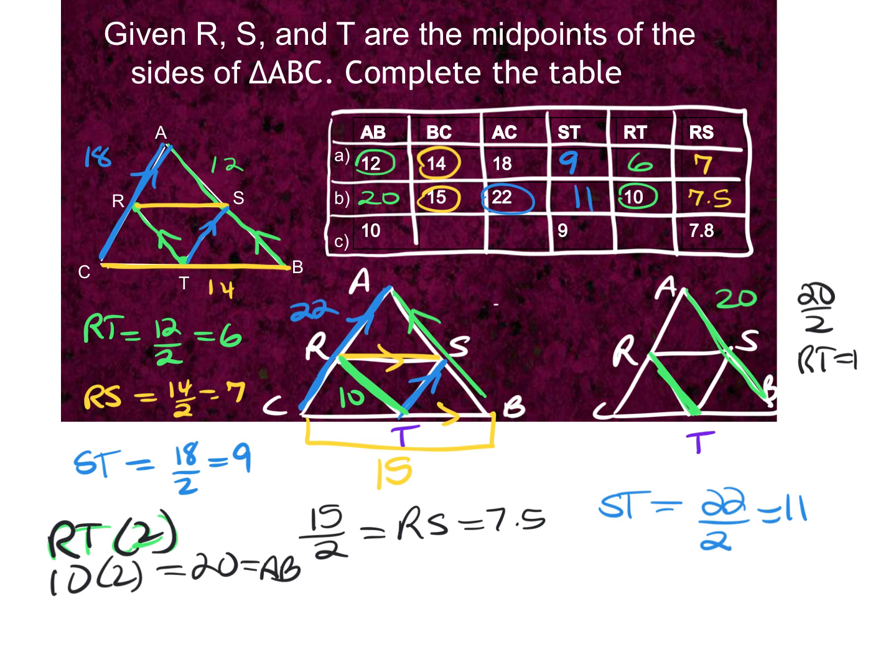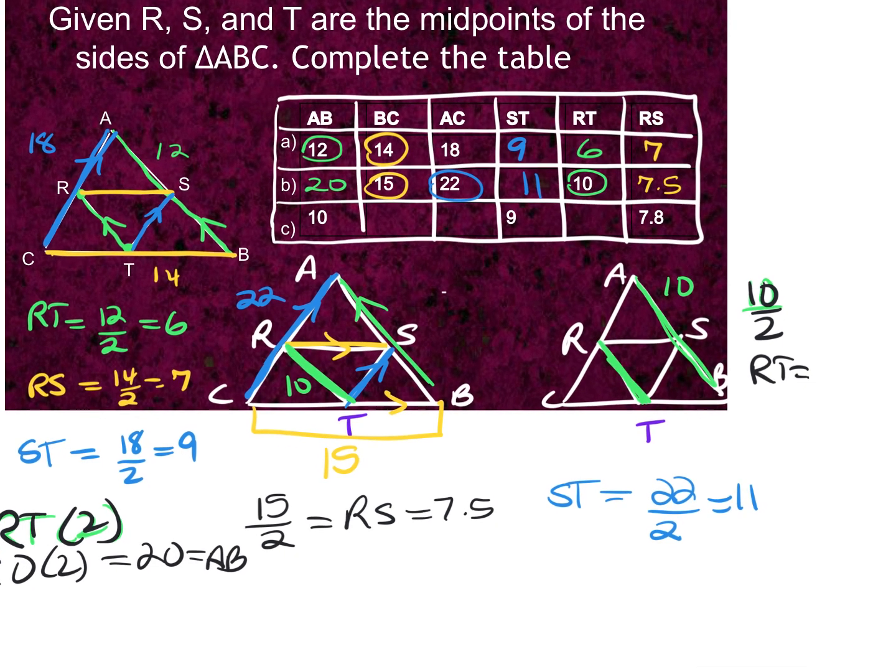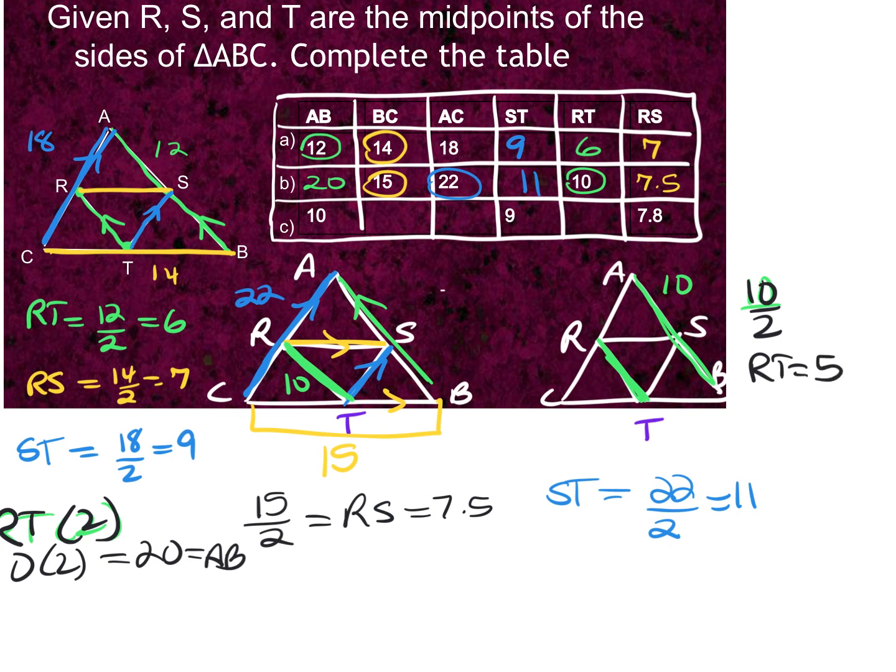Sorry, I did that backwards. They gave me AB. I was looking at the wrong number. They gave me AB is 10. And then to find the midsegment, divide that by 2. So 10 divided by 2, and the length of RT is 5. I did it backwards.